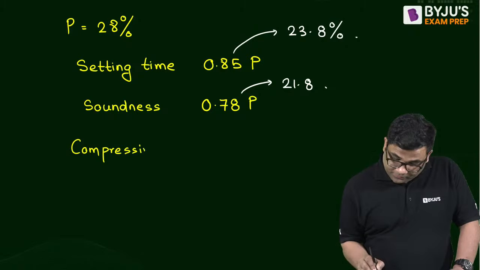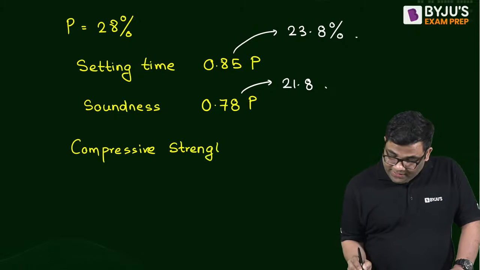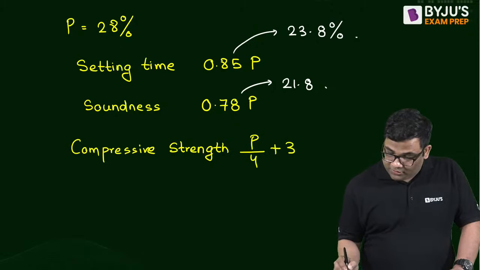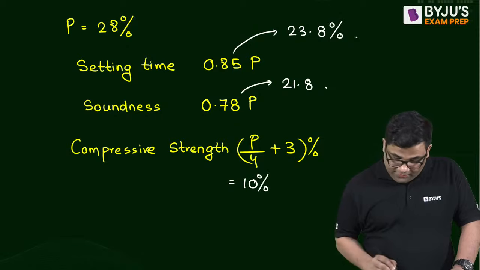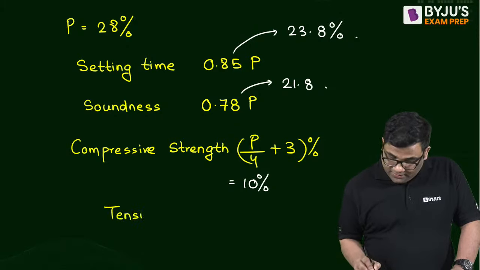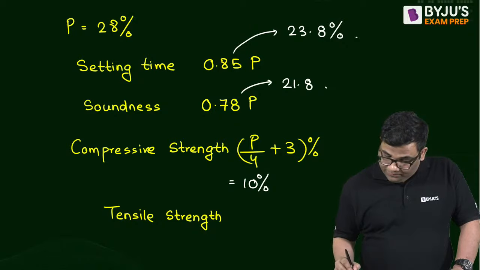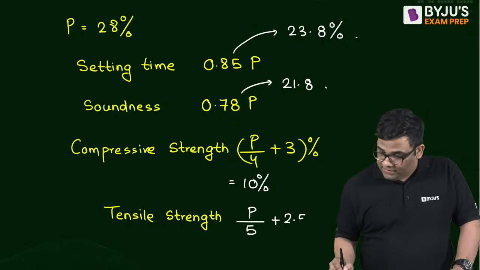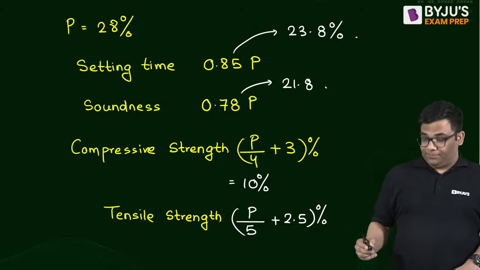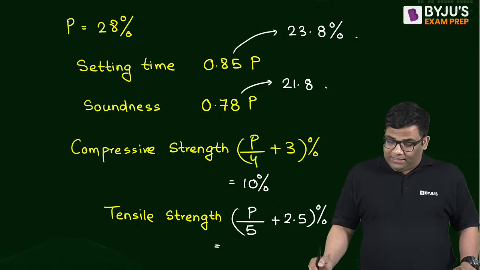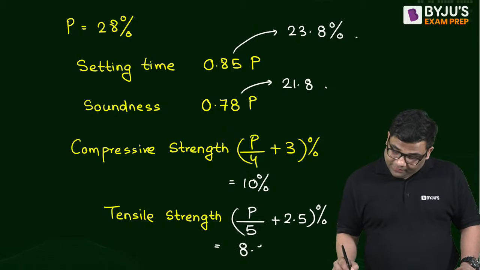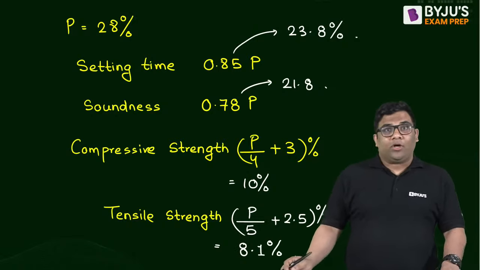For compressive strength, it is P by 4 plus 3. So you'll get 10%, right? P by 4 is 7, so you get 10%. And for tensile strength, how much will you get? It is P by 5 plus 2.5, which is 28 by 5 plus 2.5. So 28 by 5 is 5.6, and then 7.6, 8.1, right? You're getting 8.1%, yes or no? Please write in the comment section for tensile strength.